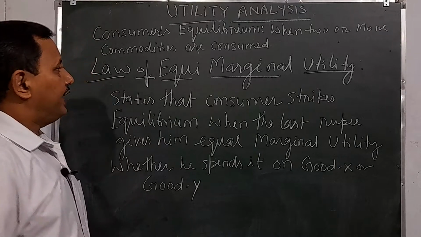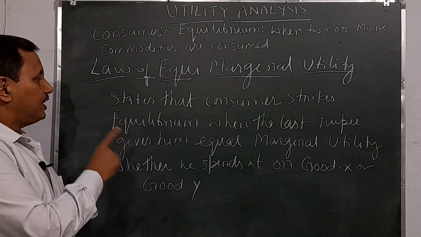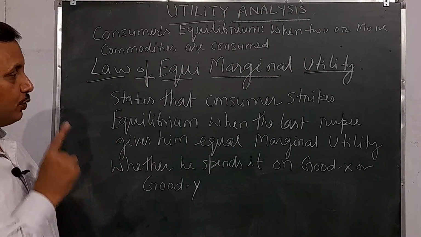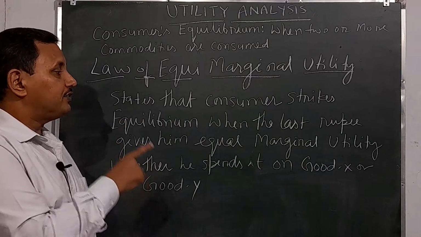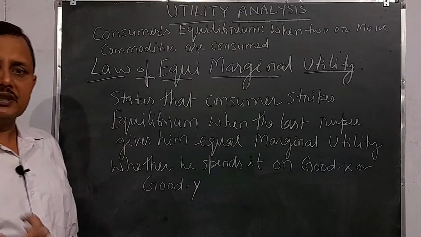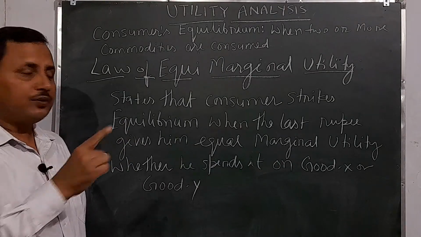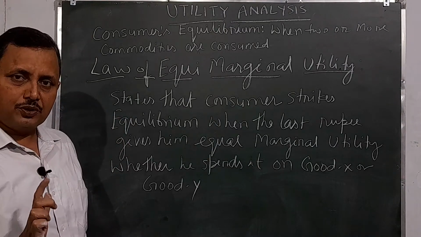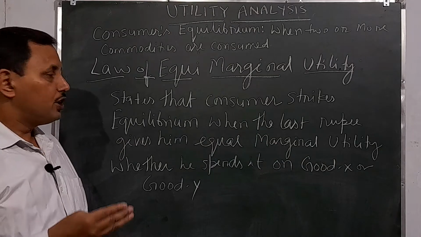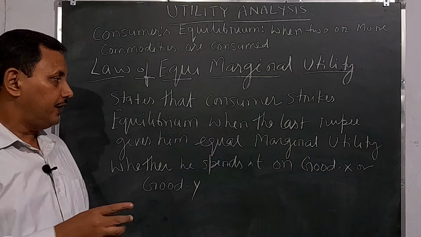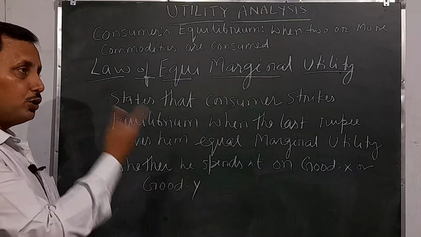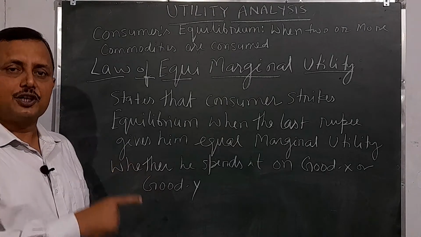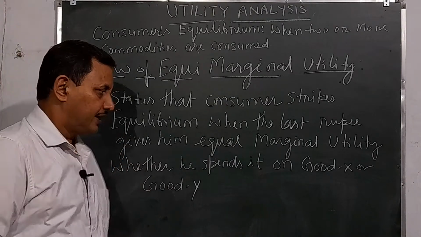Okay, so the law of equimarginal utility states that a consumer strikes equilibrium when the last rupee gives him equal satisfaction, or equal marginal utility, whether he spends it on good X or good Y. This is nothing else but the condition of consumer equilibrium in case 2 or more than 2 commodities are consumed. So if he is having rupees, he will spend on 2 commodities in such a way that both would provide him equal marginal utility. Clear? And this we have already understood through the schedule which we discussed earlier.